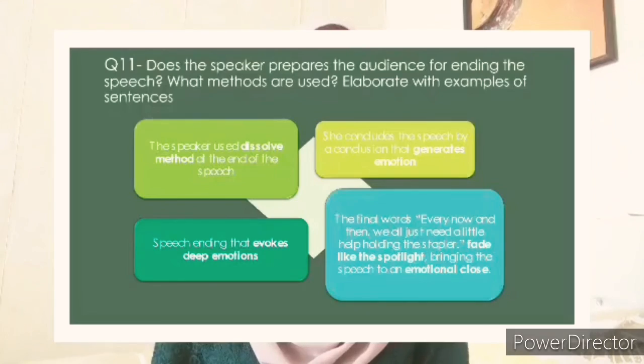So for my part is question number 11. Does the speaker prepare the audience for ending the speech? What methods are used? Elaborate with an example of a sentence. So my answer is yes. The speaker prepares the audience for ending the speech.